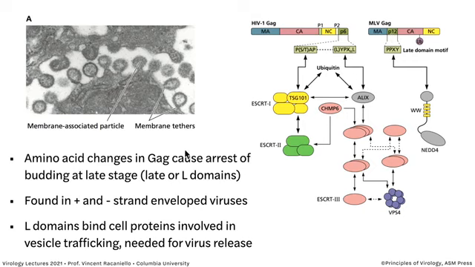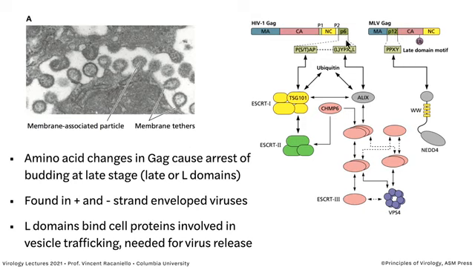And what they found when they made these amino acid changes in either P6 or P12, the budding was arrested at a late stage. They got these viruses still attached to the cell by these stalks. See these particles? These are virus particles, almost done, but they're still attached to the cell. Here's the cell down here. They're tethered, see? All because you make amino acid changes in P6 or P12.